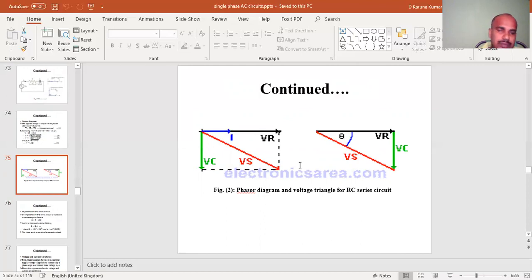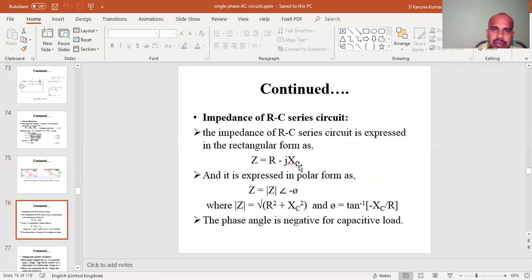In the phasor diagram, the voltage lags behind the current in RC circuits. In RL circuits, the voltage leads the current by 90 degrees. Here, the voltage lags behind the current by 90 degrees. Vs equals VC plus VR. Here the impedance is the combination of the RC circuit, so we get the impedance Z equal to R minus jXC.